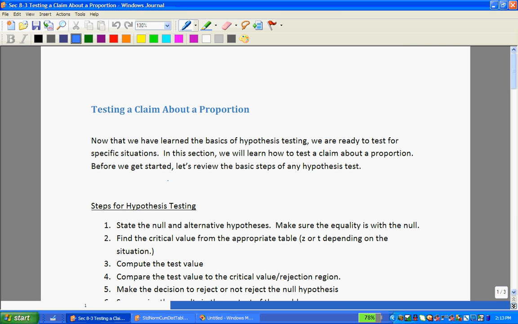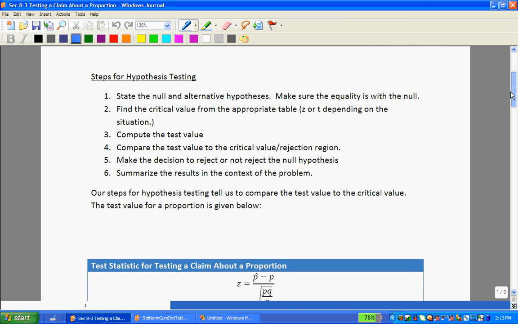We also, in future notes, will look at testing a claim about the mean when the standard deviation is known and when the standard deviation is not known. But for now, we're just going to work on proportion. Before we get started, let's review the basic steps of any hypothesis test.